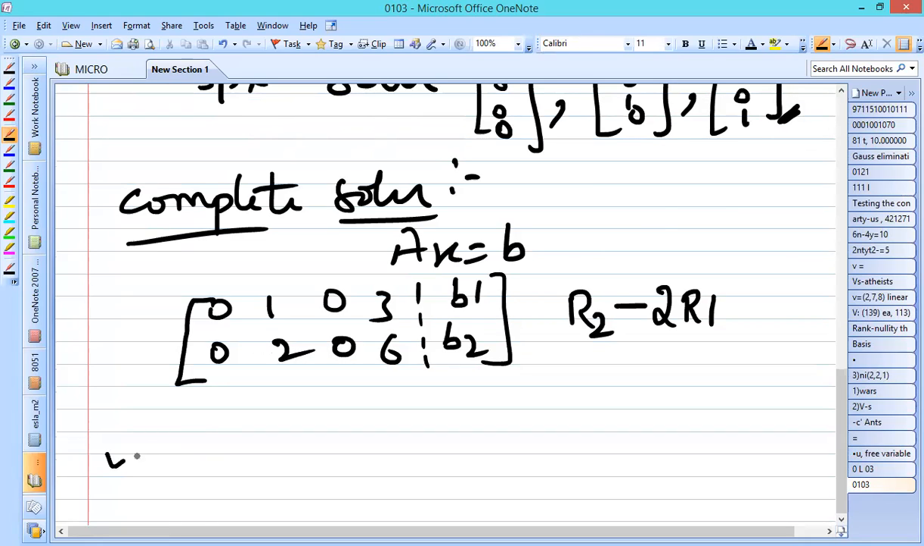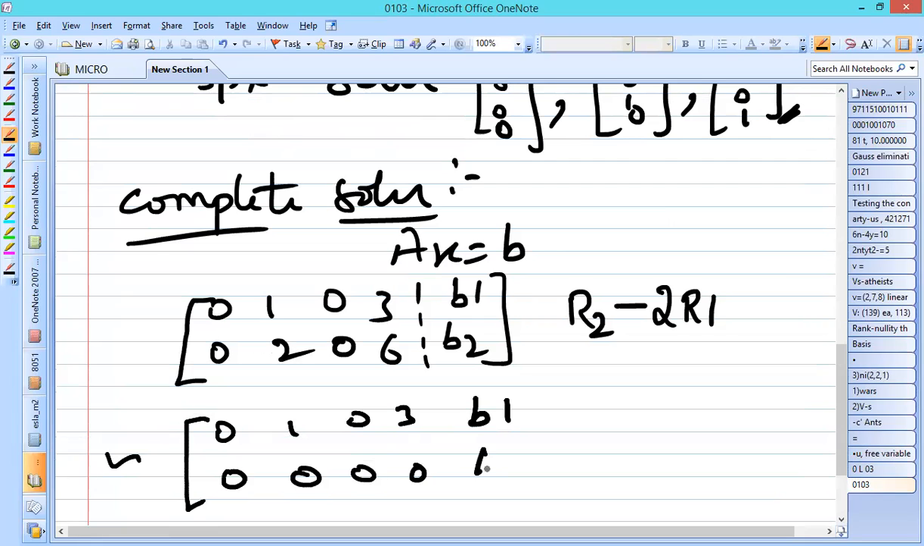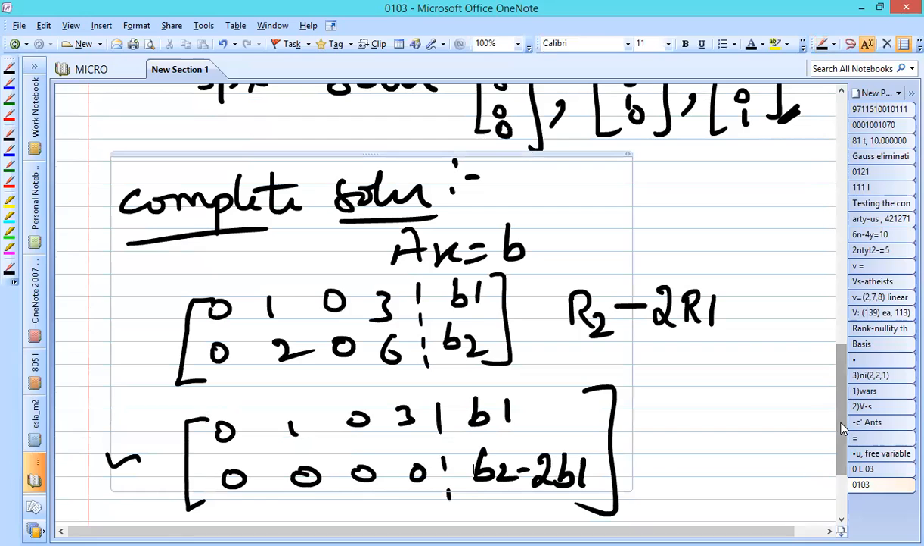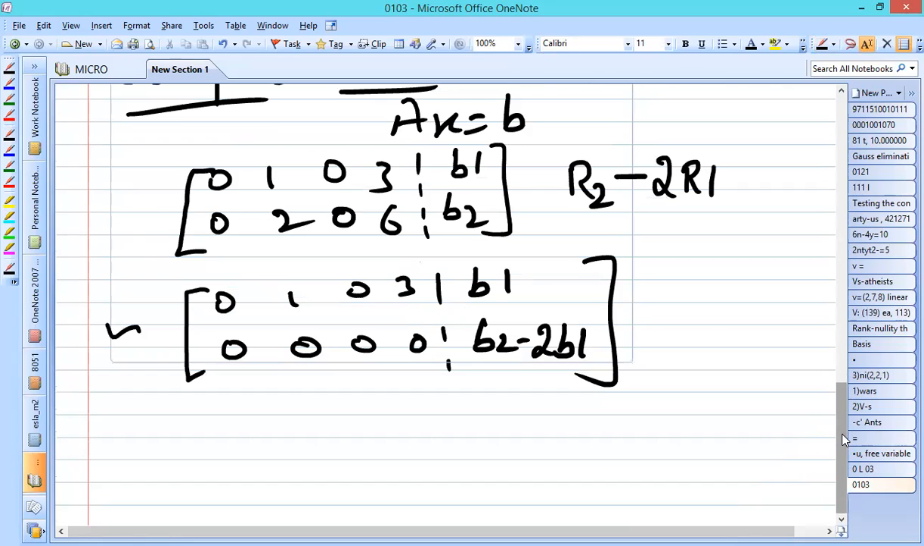Applying this, we have obtained 0 1 0 3 b1, which is not going to change. Here it will result in 0 0 0 and b2 minus 2b1, right? So this is the augmented matrix. Now we have to select the solution for b, for which we can have a solution for the equation Ax is equal to b. That is, we need to decide the conditions of b1 as well as b2.